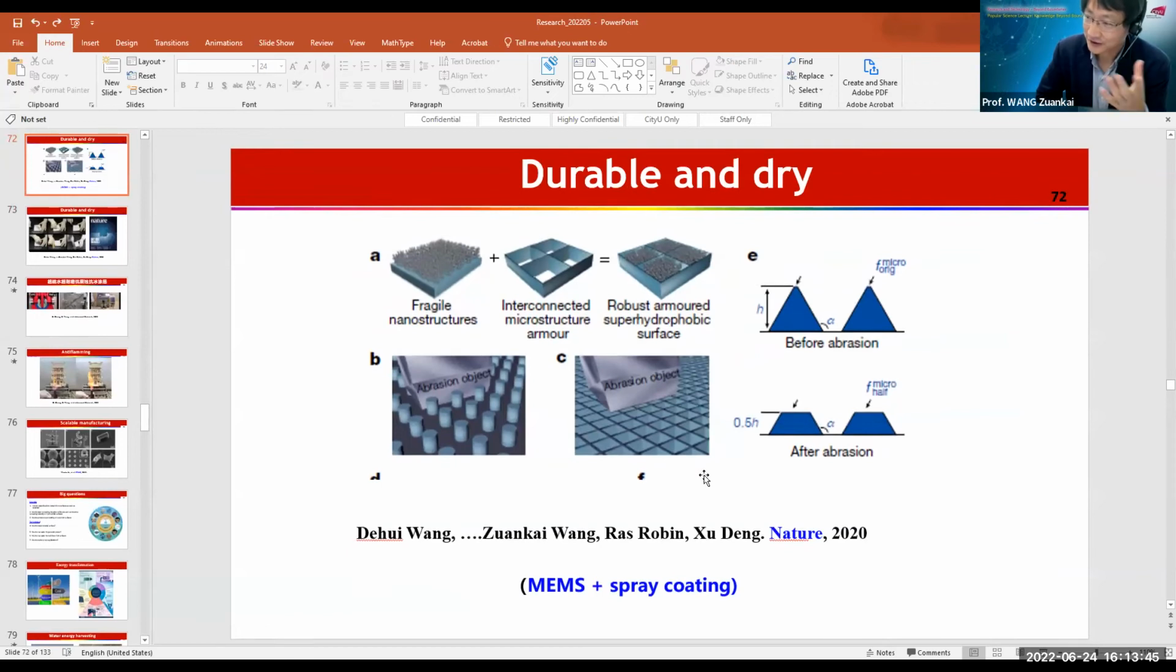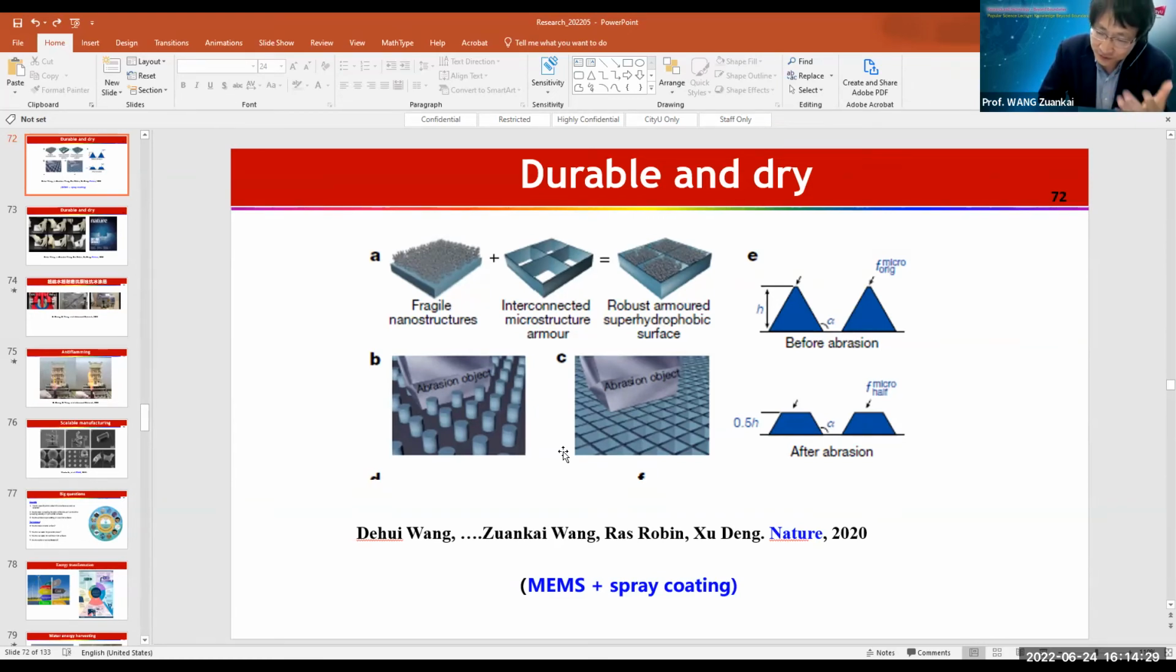Okay, durability is the key point for superhydrophobic surfaces, right? So we made different materials. In one case, we made a surface on silicon. Basically, the silicon strain will make the surface stronger. Another part is within the cavity, we also have nanoparticles. The nanoparticles are responsible for water repellence, and the silicon is responsible for the mechanical strength. And this is one design.